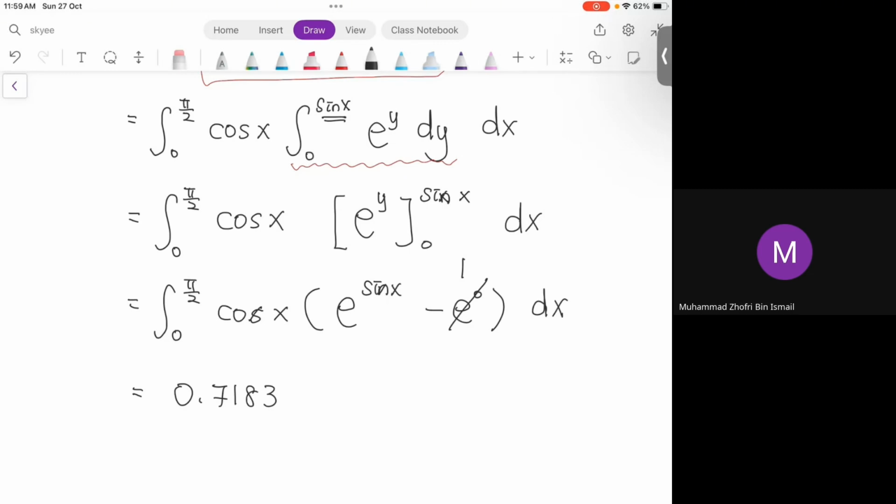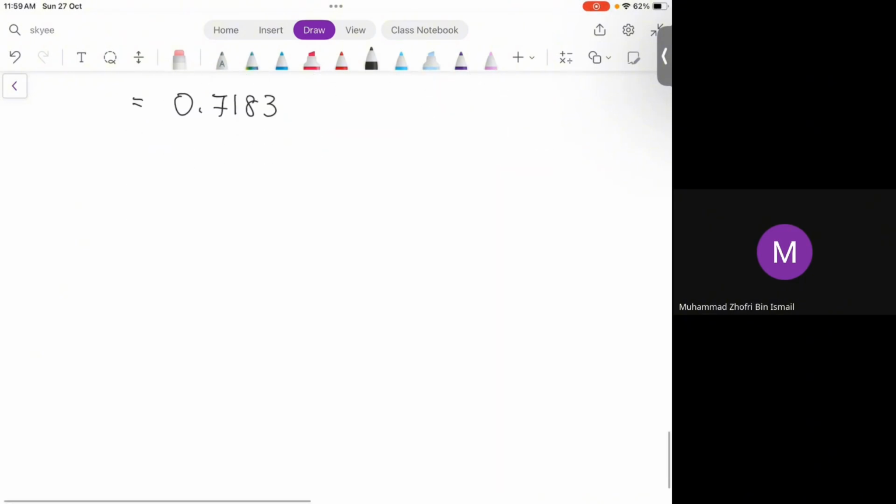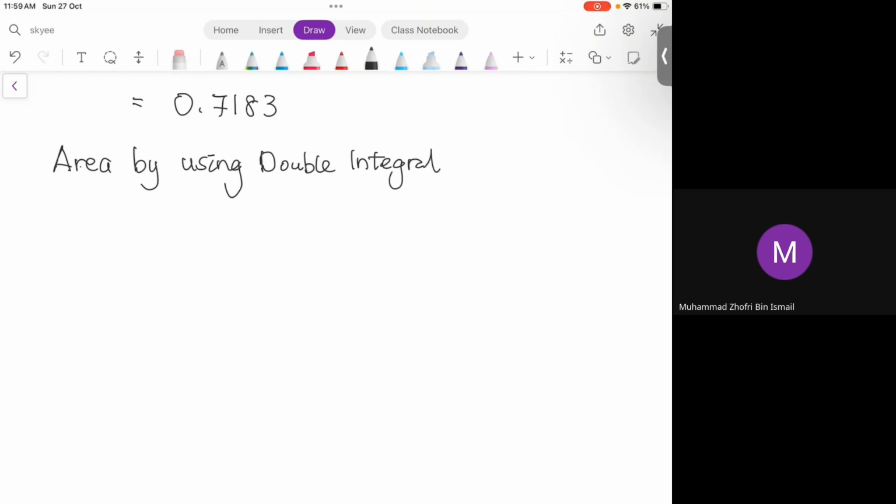All right, so this is the concept about double integrations. Okay, we'll move on to finding the area by using the double integral. Area by using a double integral.